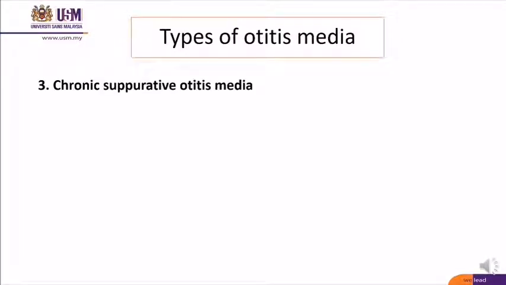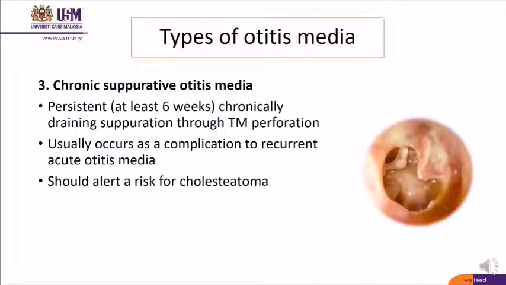Another type of otitis media is chronic suppurative otitis media, or in short CSOM. CSOM is defined by a persistent, chronically draining suppuration through tympanic membrane perforation, happening for at least 6 weeks. It usually occurs as a complication of recurrent acute otitis media, but can also result from eustachian tube obstruction, mechanical trauma, thermal or chemical burns, blast injuries, or iatrogenic causes.